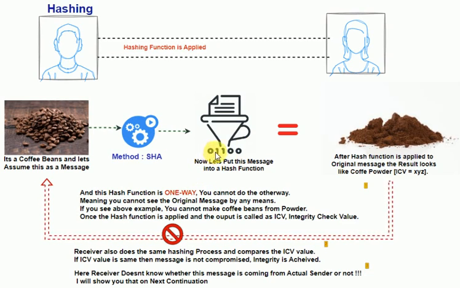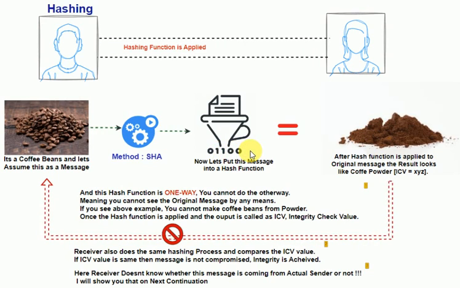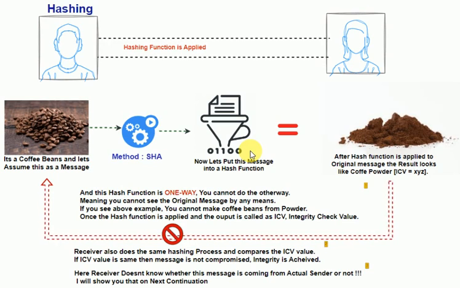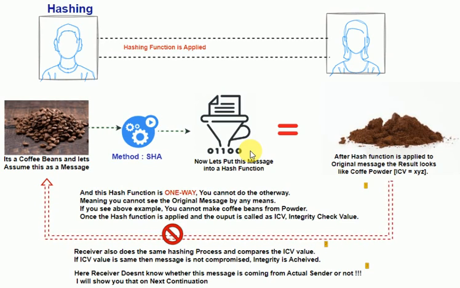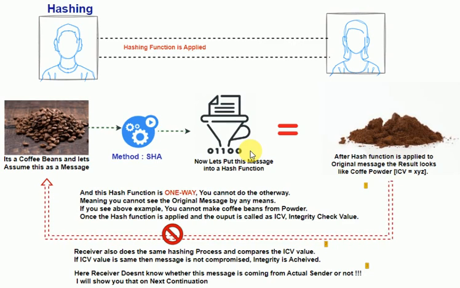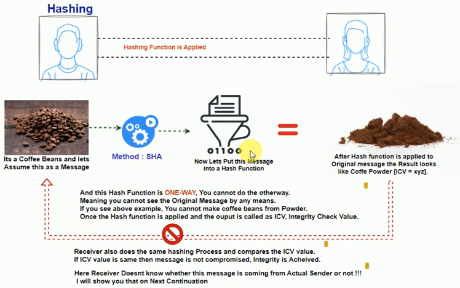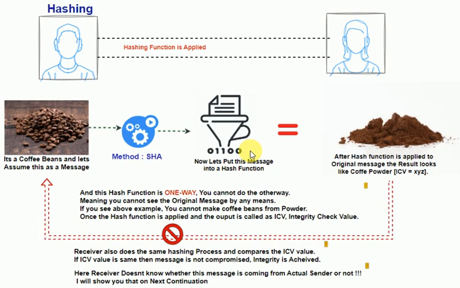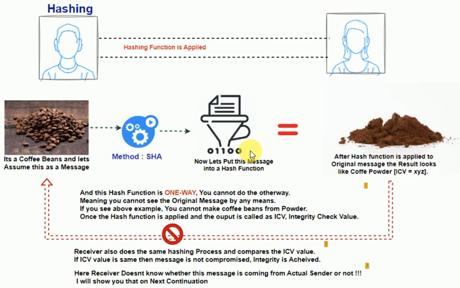By seeing this 01100, the hash value, can you identify what the actual message is? No, right? The actual message we discussed is hi, hello, how are you. Even if there is a long message, by seeing this value, can you identify the actual message? No, we cannot identify. Hashing is used only to verify whether the message has integrity or not, whether it is compromised or not. How we verify, we'll see.